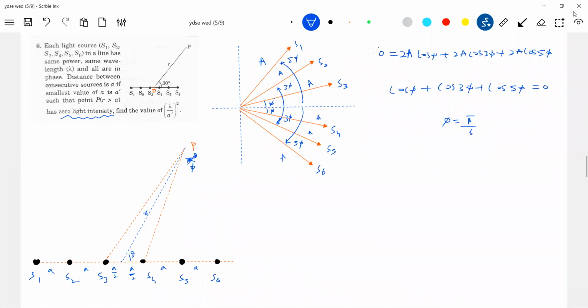Okay, fine. So there's a phase angle, what we got. Now after this, what is being asked is just the value of lambda by a. For that, the phase angle should be equal to 2 pi by lambda into delta x. What shall I write for delta x? Here a will come into the picture. So what is the path difference of the rays arriving there? How to bring delta x, from where to bring delta x?